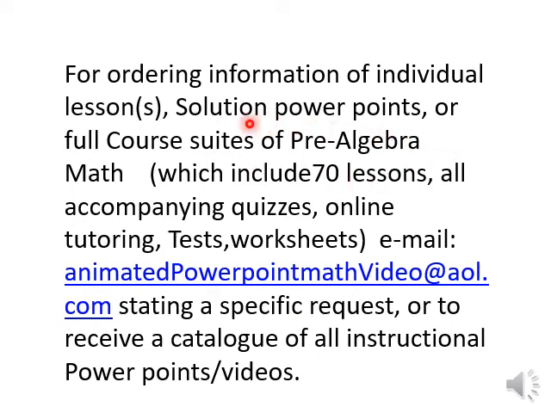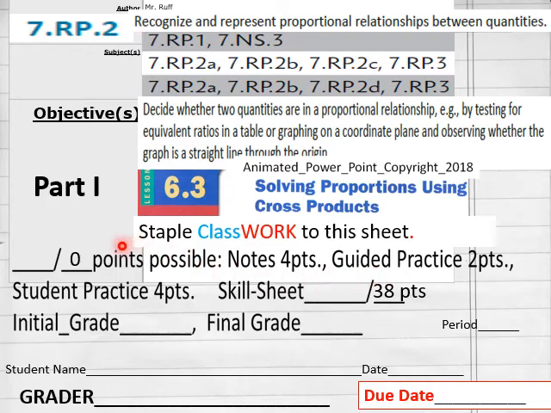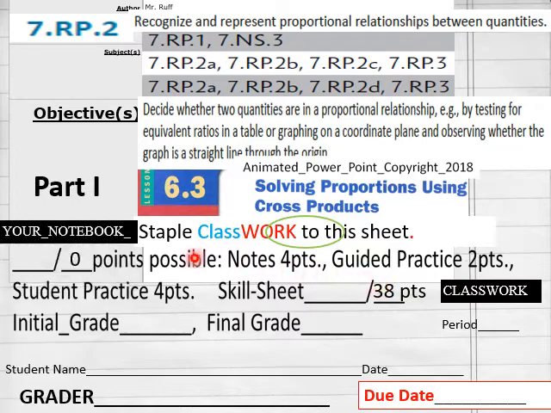Hello everybody, we're getting ready to do 6.3 part 1 of pre-algebra math. Part 2 and part 3 are available here. This 6.3 part 1 is solving proportions using cross products. We have a 38-point classwork sheet today and 0 points of notebook taking.